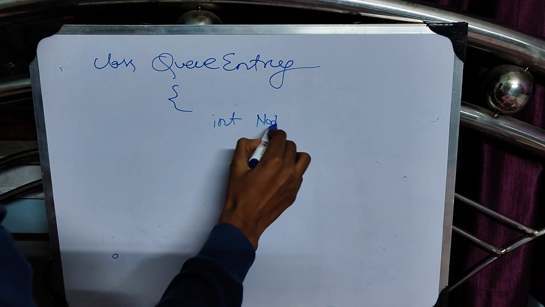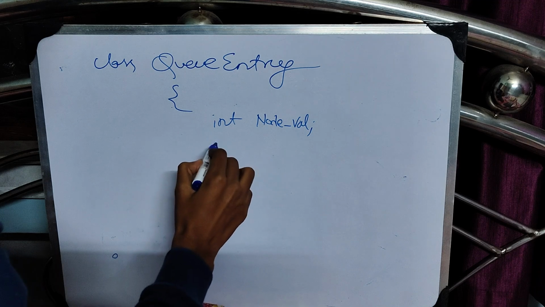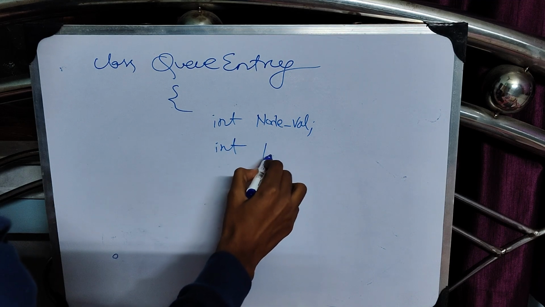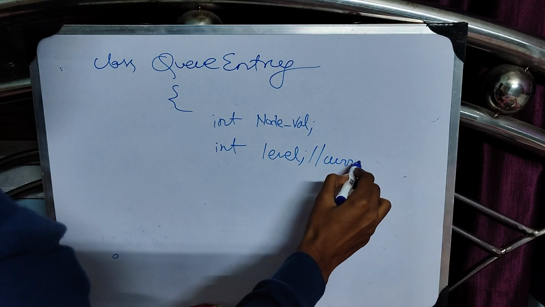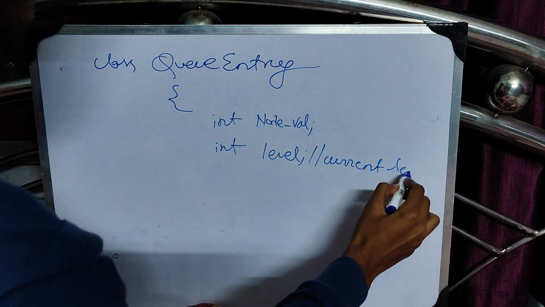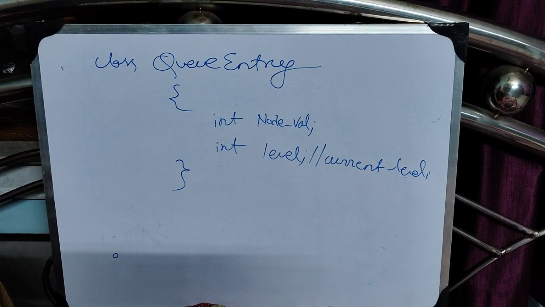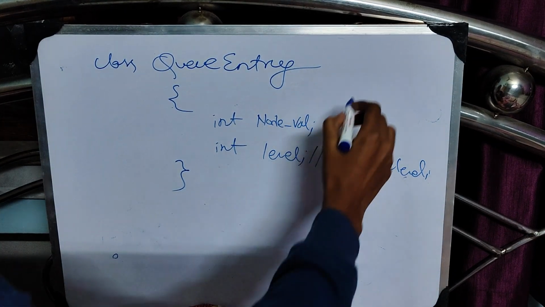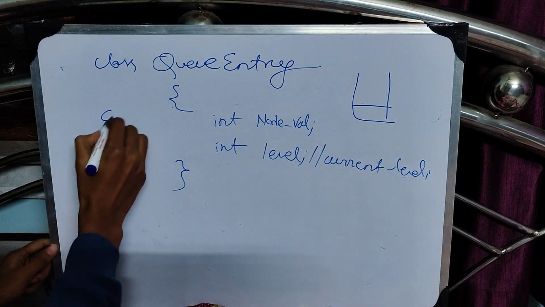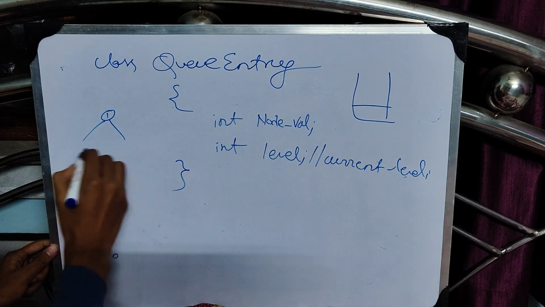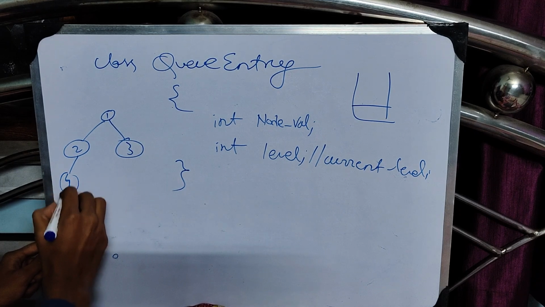Let's take one node value and one level. It shows the current level, right? And for each node you will store the level. Suppose the graph is 1 2 3 4.